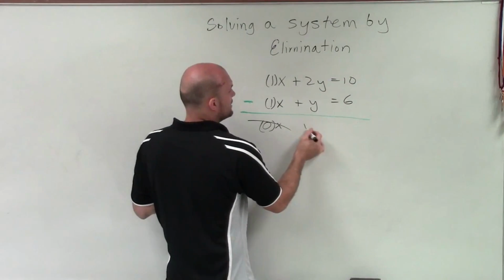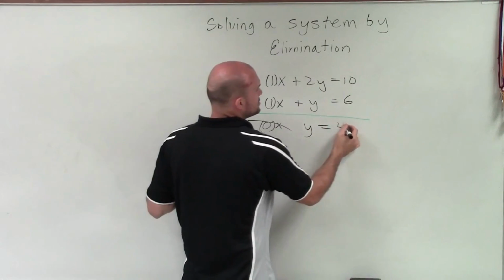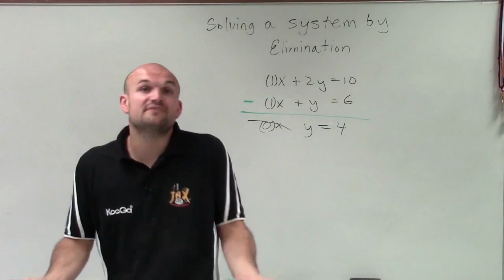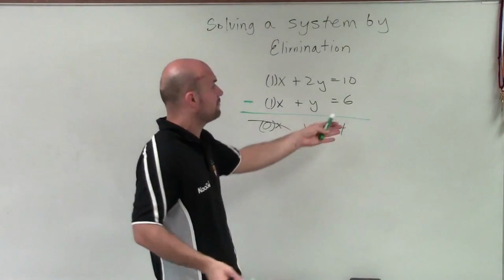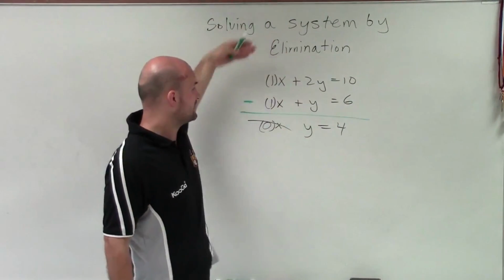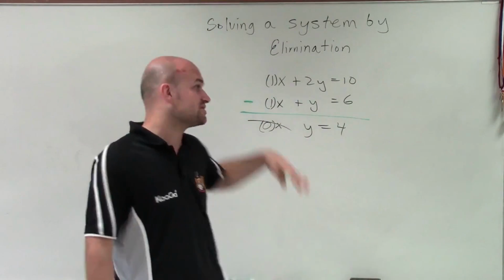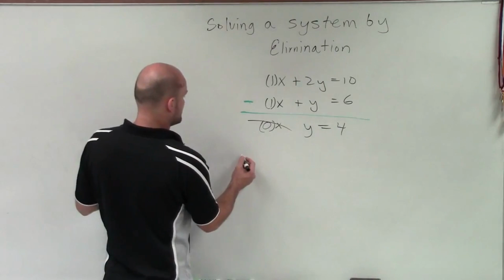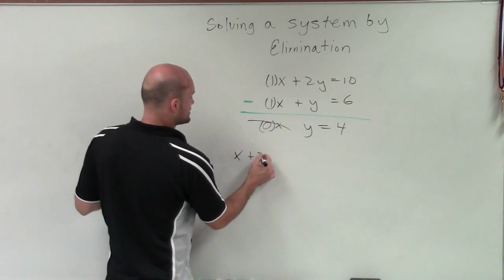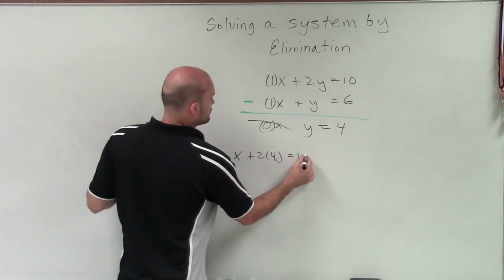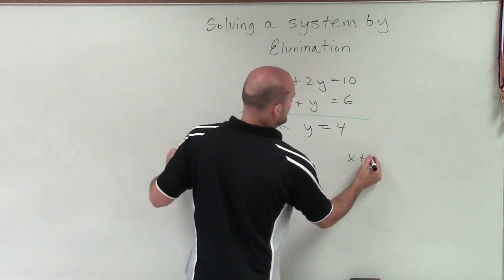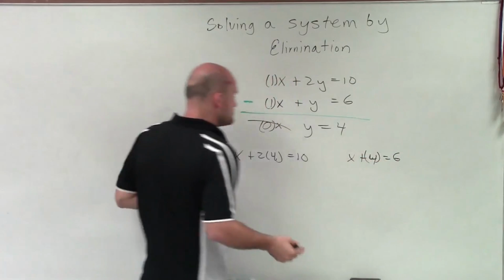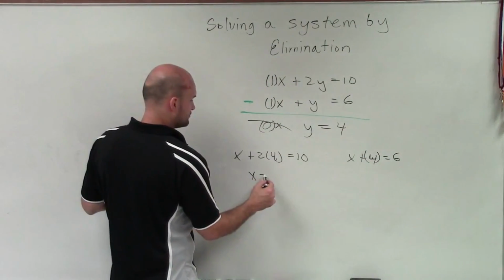2y minus y leaves us with y equals 10 minus 6, which equals 4. Therefore, now we know the value of y, which is 4. So now, to find the value of x, I need to choose one of my equations, the top or the bottom. And it doesn't matter which one you choose. If I say x plus 2 times 4 equals 10, or if I say x plus 4 equals 6, it doesn't matter which one you use.